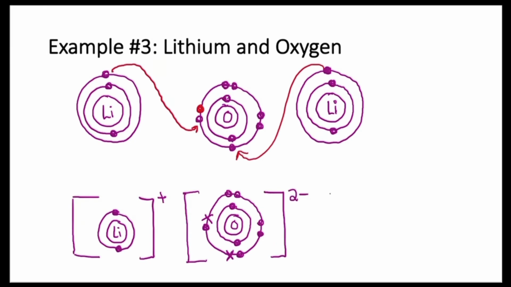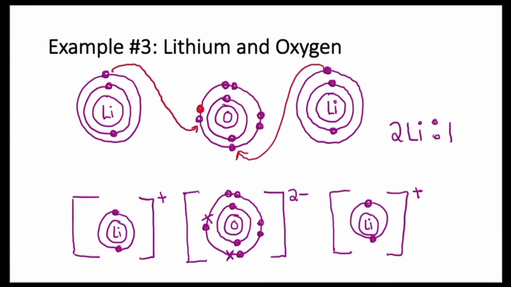And then our other lithium, 2 electrons. Sorry, that one was badly drawn. So now the ratio here is 2 lithium to 1 oxygen. So our chemical formula for this is actually Li2, because we have 2 of them, O. So 2 lithium for every 1 oxygen.